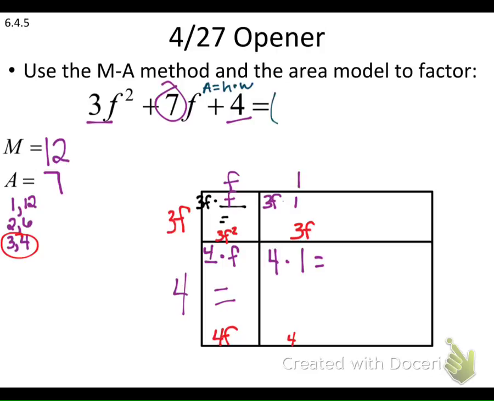All right, don't forget to write in your answer. So you have your height and your width first. 3F plus 4. And then we have F plus 1. This is our height. This is our width.